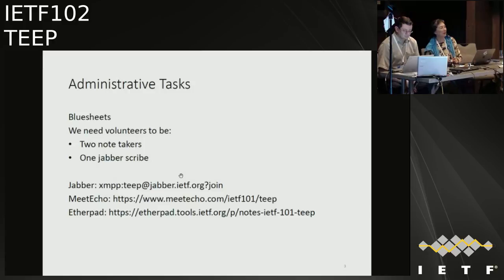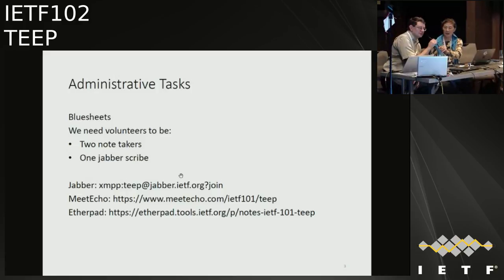In advance, I will thank Roman for being on Etherpad and Mike for being one of the note takers. I would like to have one other note taker and a Jabber scribe. We actually need a Jabber scribe. So could we get a volunteer or two, please? Jabber scribe? Anyone? Thanks. I don't know your name. Sorry. Oh, I need to put my glasses on. Hi, Mike. Thanks. You think one note taker is enough? Could we get a second note taker? Thanks, Mike.